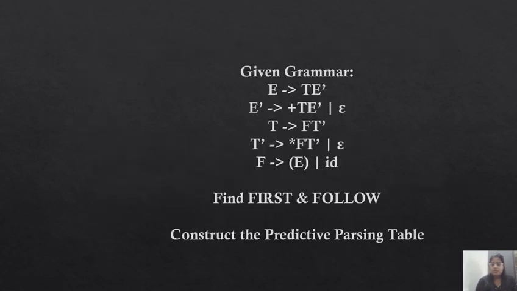So consider the following grammar, and for this grammar, construct FIRST and FOLLOW, that is, the predictive parsing table. Now let's see how to construct the predictive parsing table for this particular grammar.